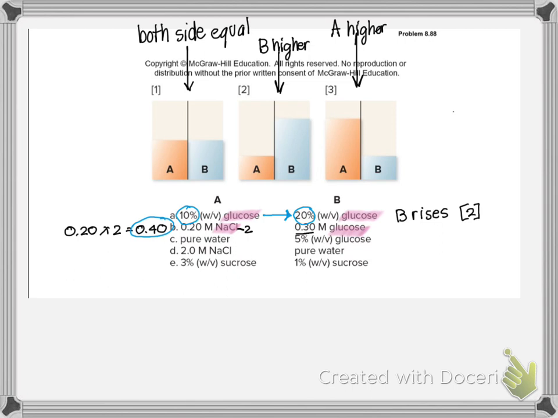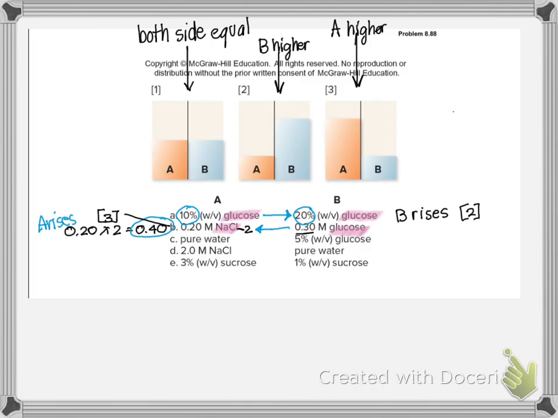So this one is going to flow from B to A. So A rises. And the second one is going to be letter B. I don't know where to write it. A rises is going to be number 3, is letter B.